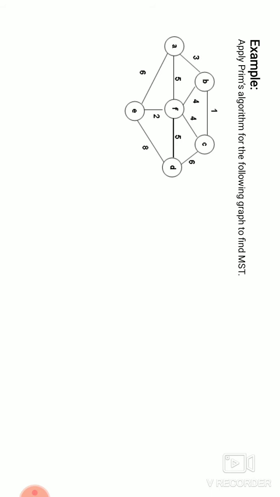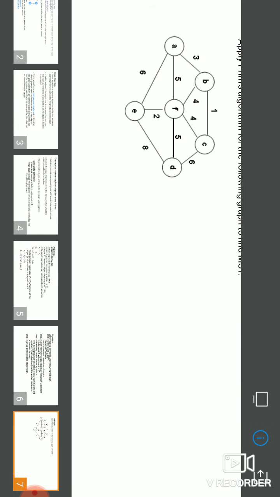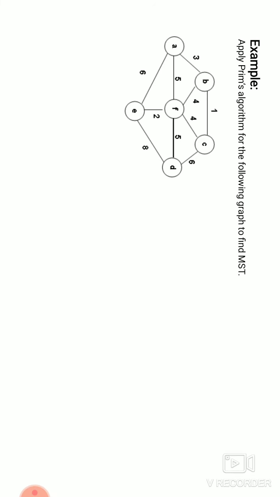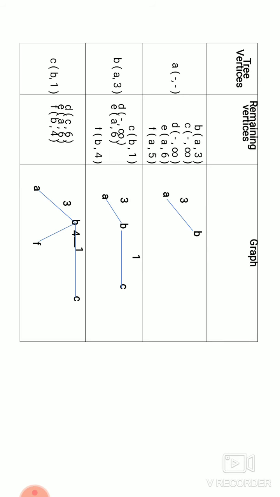So here we have an example of Prim's algorithm. This is a graph with vertices A, B, C, D, E, F with the weights over the edges. So let us begin. This is how we solve Prim's algorithm to find the minimum spanning tree. Let us have three partitions: the tree vertices, the remaining vertices in the graph G, and the third part is the spanning graph that we are creating.